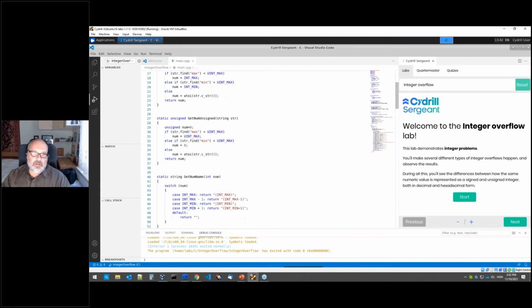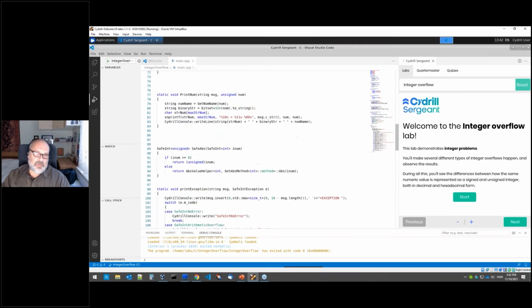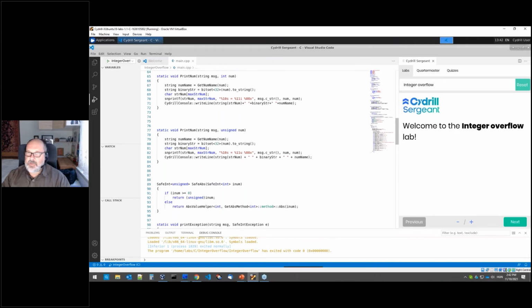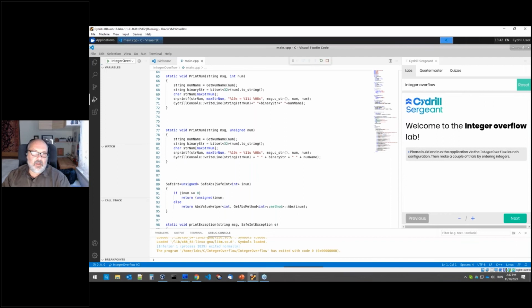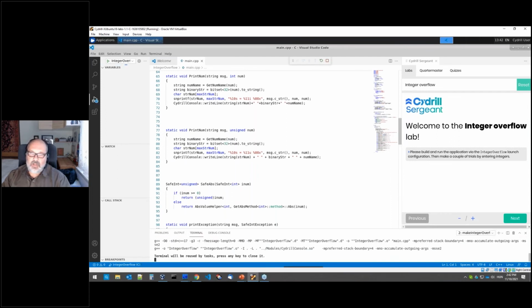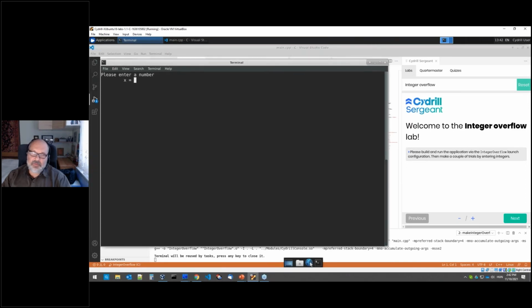As you can see here, we have a very simple source code which deals with some integers. When you start the lab, you start this chatbot and it will keep giving you instructions about the next step you have to do. Now it says, please build and run the application using the integer overflow. I already prepared this so that we don't have to deal with all the settings. Integer overflow, let's start it. It will run this in a terminal. It's a very simple application.